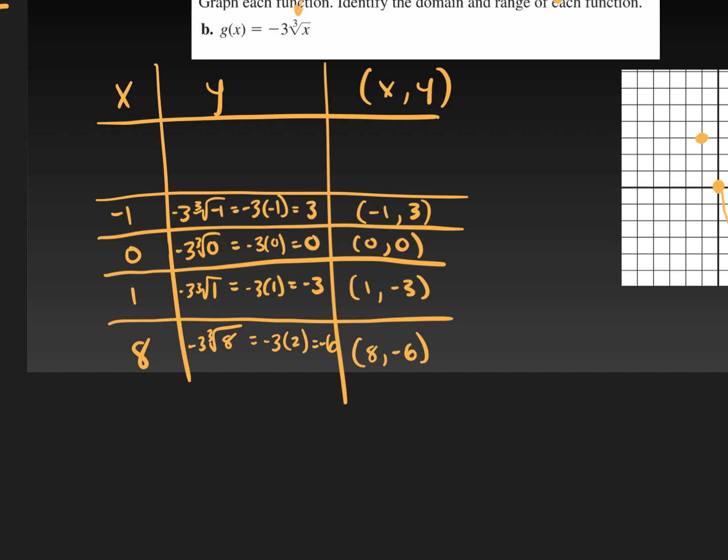What's another good point I could plug in? Just think about it. Our graph's going to mirror each other. Negative 8. Perfect, because I plugged in positive 8. So let's plug in negative 8.